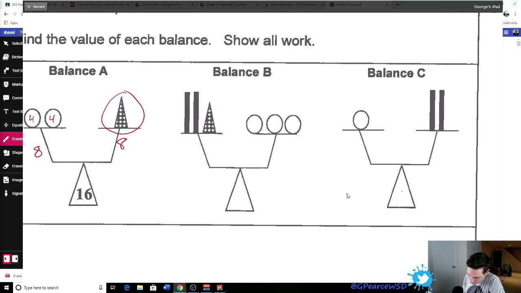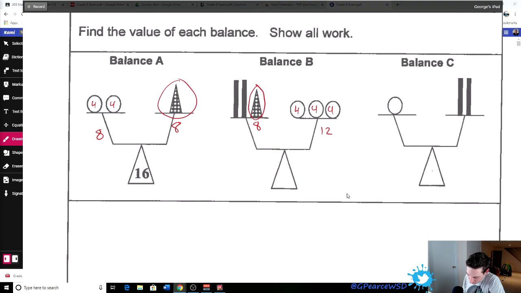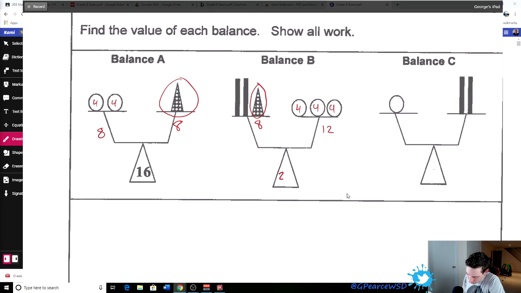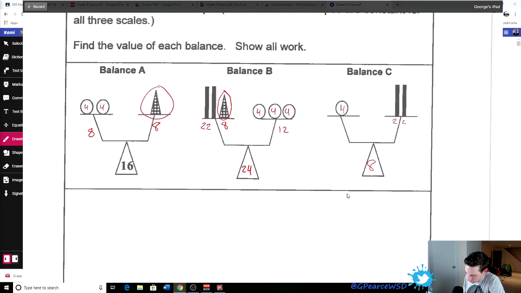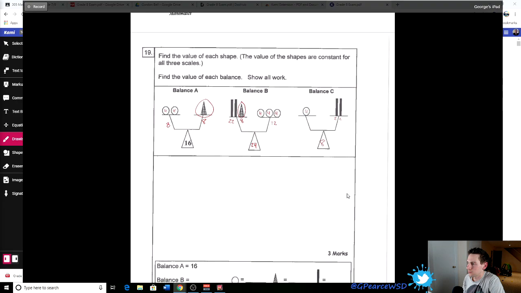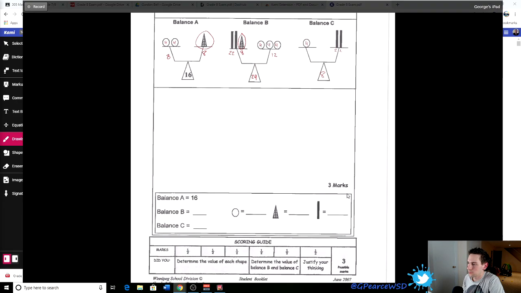Then you can apply that over here. So this is going to be 4, 4, 4, and this is going to be 8. So we have 12, we have 8 over here, so we have to make that equal. So it's going to be 24 in total. 12, 8, so this is going to be 2 and 2, and then on this side we have 4 and we have 2 and 2. Yeah, so that works out. So we have 8 in total here. And then of course you write those numbers in down there.